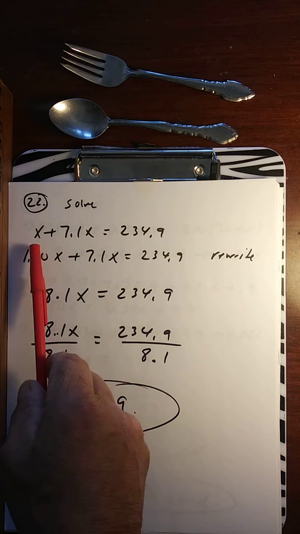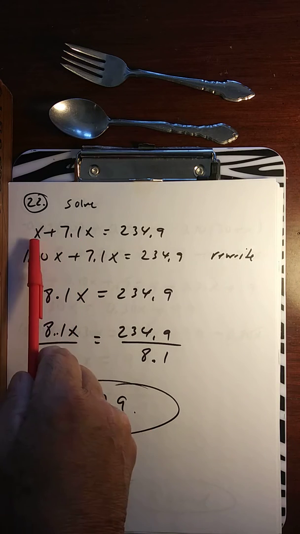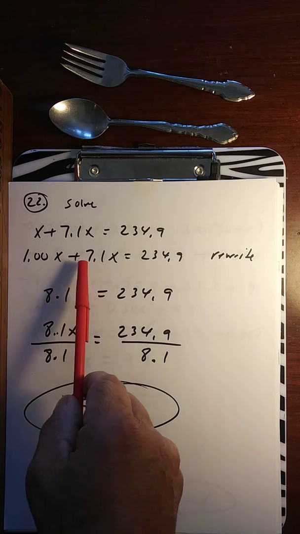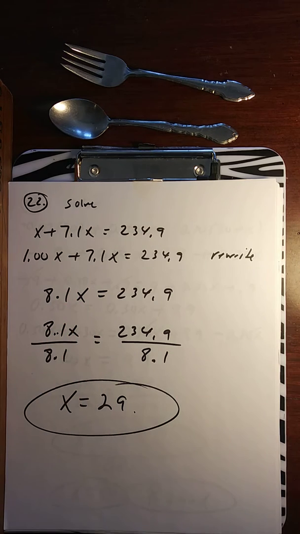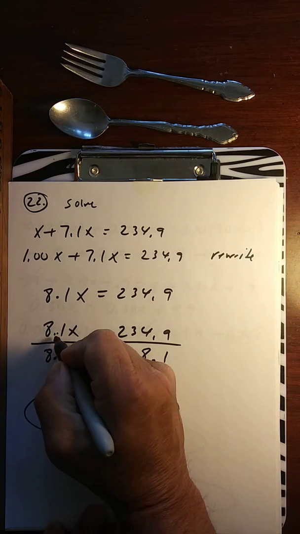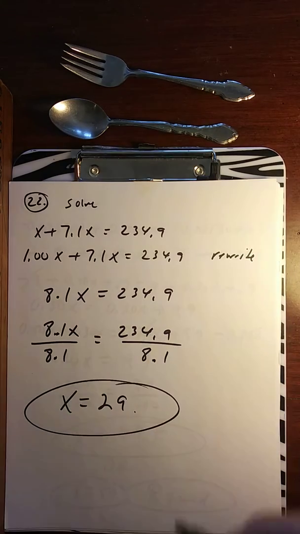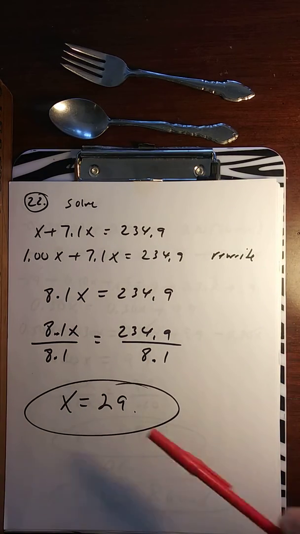This one. X plus 7.1x, so this is 1.0x, and that's going to be 8.1x. Now we divide both sides by 8.1. What's going to happen is we're going to end up with exactly 29.